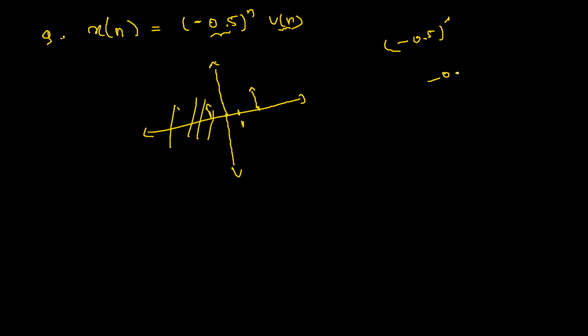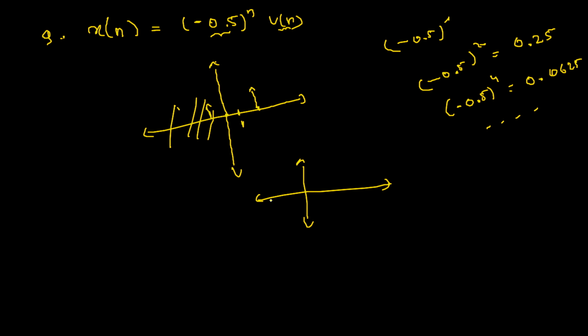So let's say minus 0.5 square. That gives me 0.25. Minus 0.5 to the power 4 gives me 0.0625 and so on. We don't need to calculate each of these. The only thing is, this is approximately how my graph looks. So this is the value at 2, this is the value at 4, this is the value at 6, and so on.